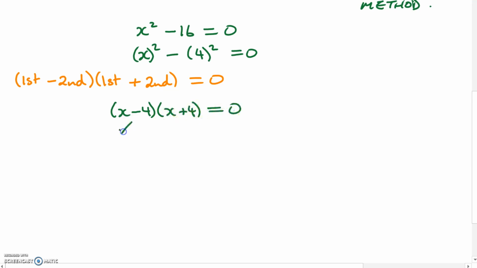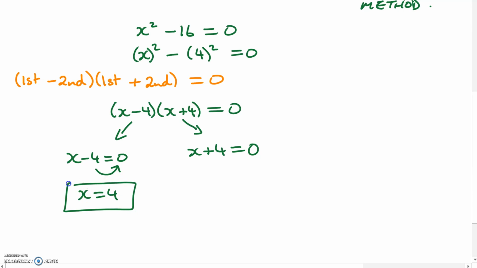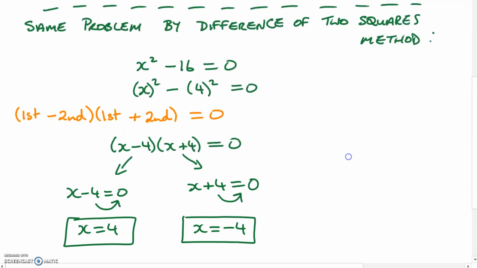And split these up. And this is what we were doing very recently. So x minus 4 equals 0 and x plus 4 equals 0. Move this across. You get x is equal to 4. And move this one across. You get x is equal to minus 4. Okay, so x equals 4 and x equals minus 4 by the difference of two squares method.